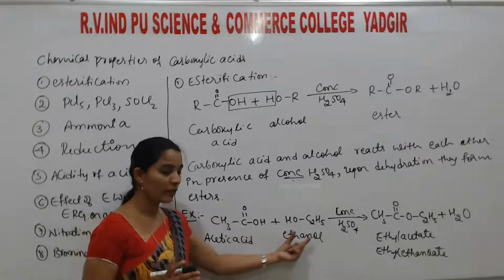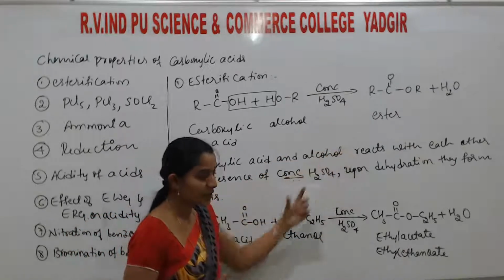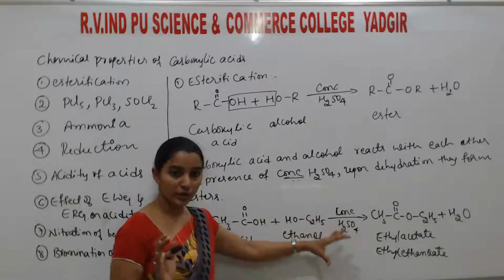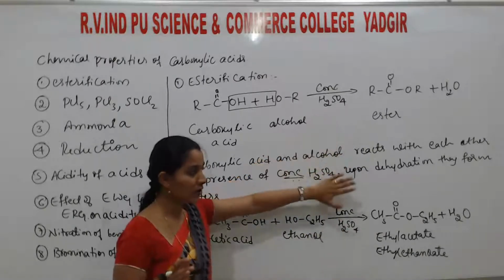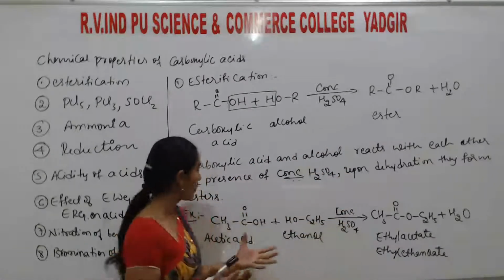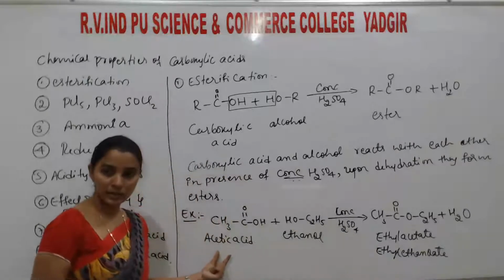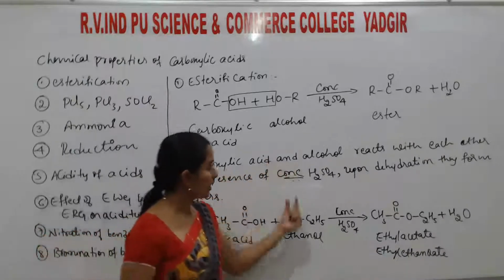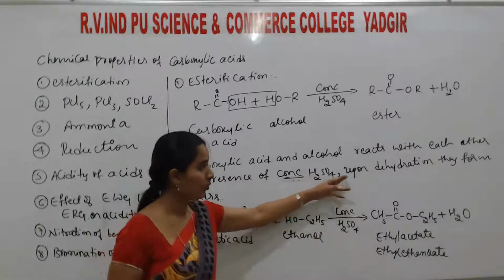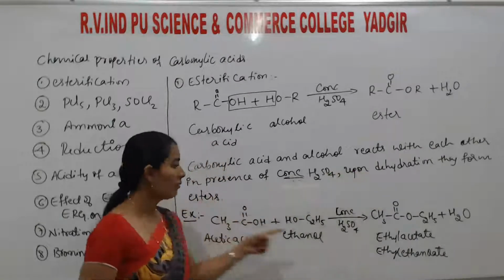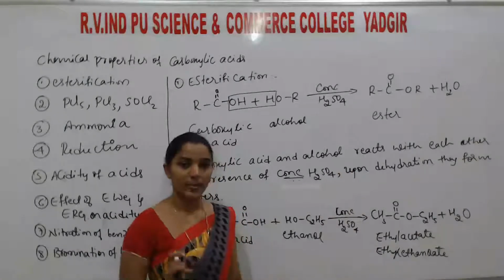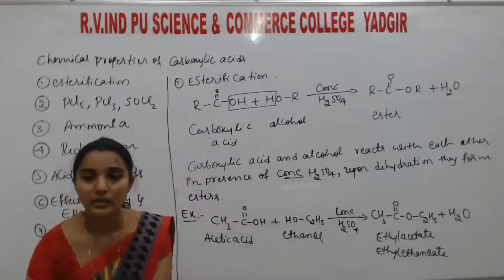So if you don't know the names of these compounds, write the general reaction explanation and with an example you will get full marks, as I told you. If you know the names of the compounds, then there is no need to write the general reaction and its explanation. Just write this reaction and its explanation. Like what? Carboxylic acid means acetic acid. When acetic acid and ethanol react with each other in the presence of concentrated H2SO4, upon dehydration, they form ethyl ethanoate. Then you will get full marks. This is the way to answer in the examination.